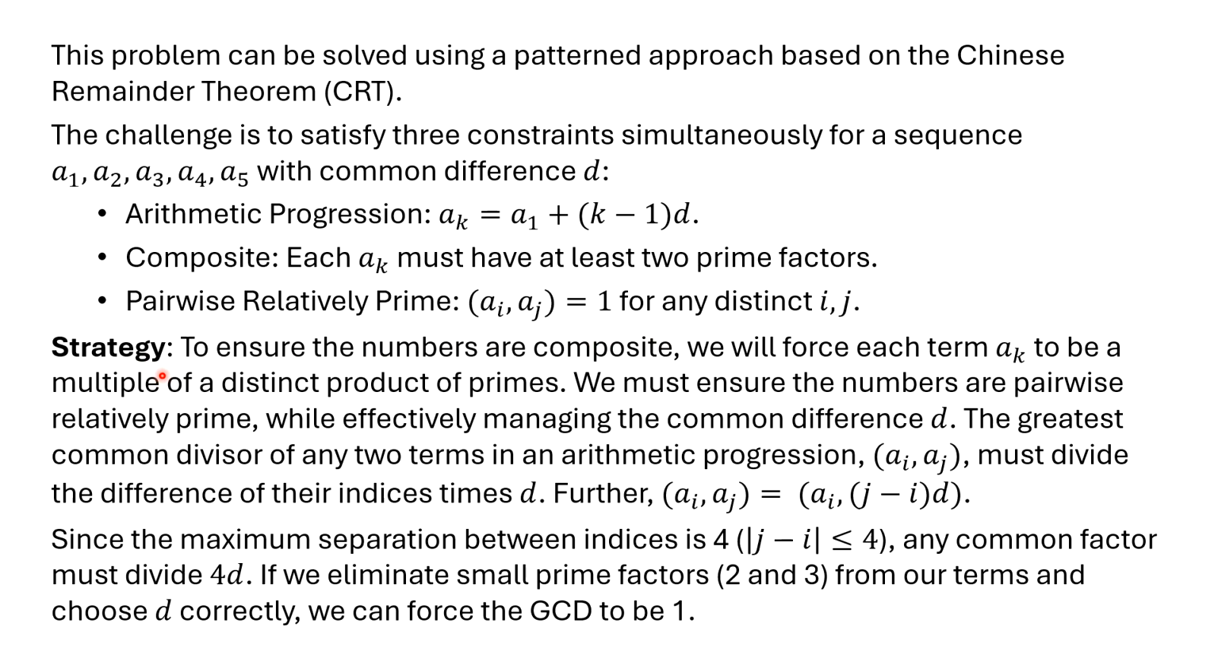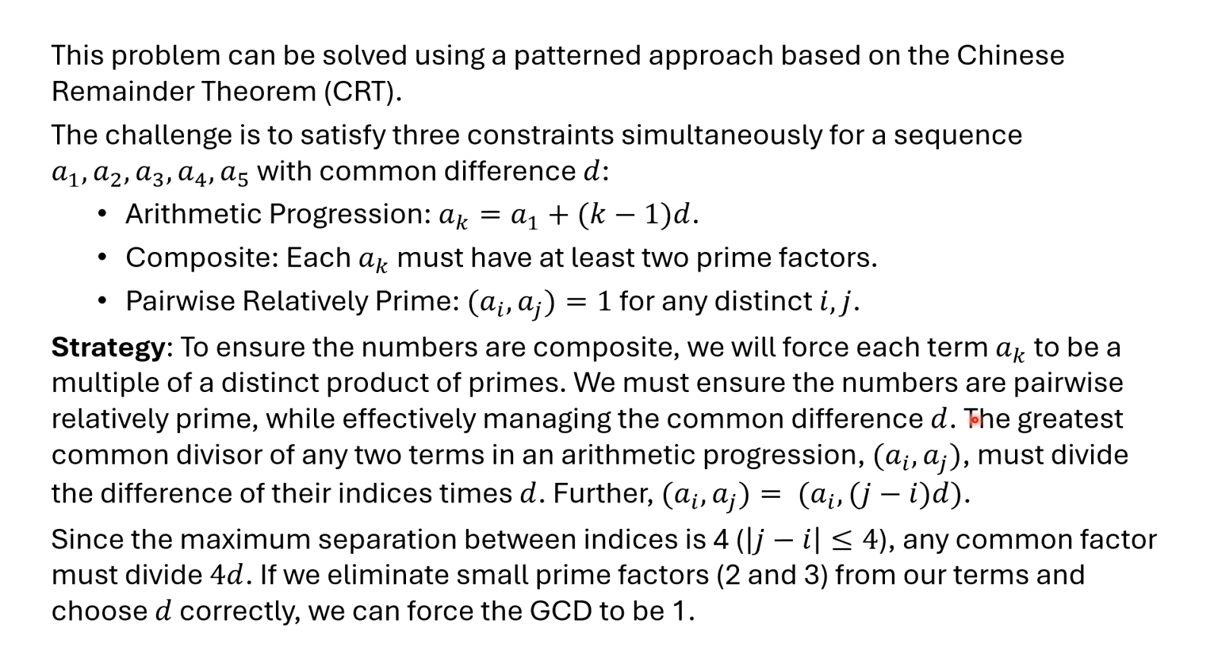So here's the strategy. And you may want to take this as a hint and then pause the video here and try to solve the problem. To ensure the numbers are composite, we will force each term A sub k to be a multiple of a distinct product of primes. We must ensure the numbers are pairwise relatively prime while effectively managing the common difference.